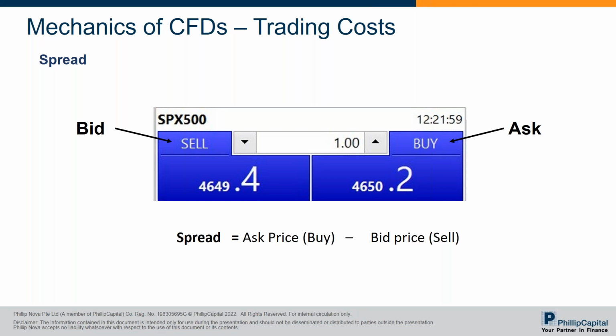Because platforms like ourselves don't charge any commission, this spread is also how the brokers would make money. So this is also a cost that you will have to incur. But at Phillip Nova, our spread is kept pretty competitive. Just by taking the buy on the right side minus the sell on the left side, you get just 0.8 points for the S&P 500. This is just an example of how spread is calculated. This is one cost that you incur when you trade CFDs.